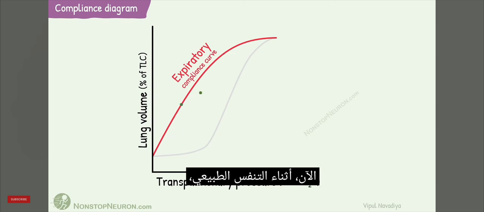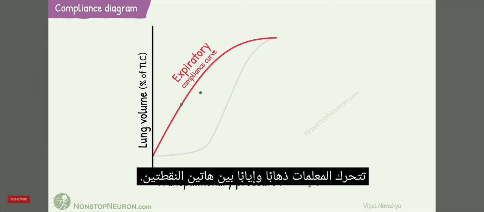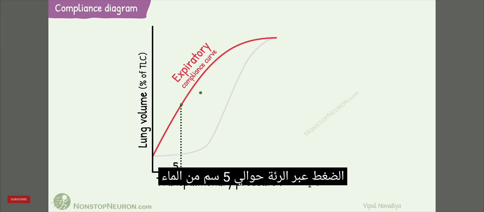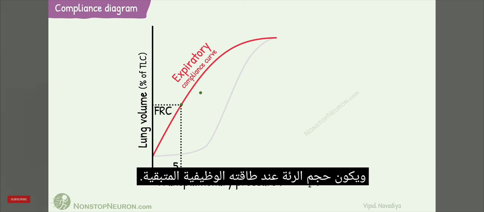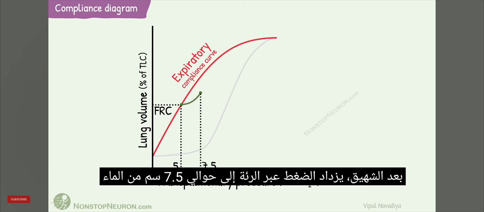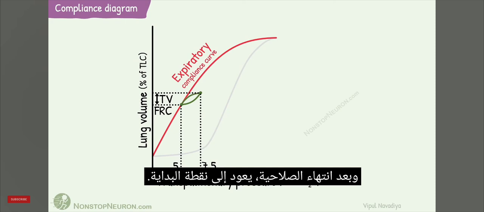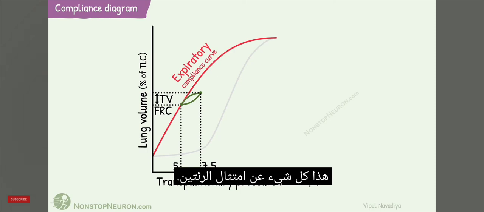Now during normal breathing, parameters move back and forth between these 2 points. This is point after restful expiration. The transpulmonary pressure is about 5 cm of water and lung volume is at functional residual capacity. After inspiration, transpulmonary pressure increases to about 7.5 cm of water and lung volume increases by tidal volume. After expiration, it comes back to the starting point. During normal breathing, hysteresis is much less. That's all about compliance of lungs.